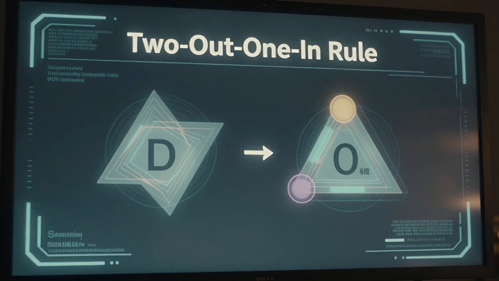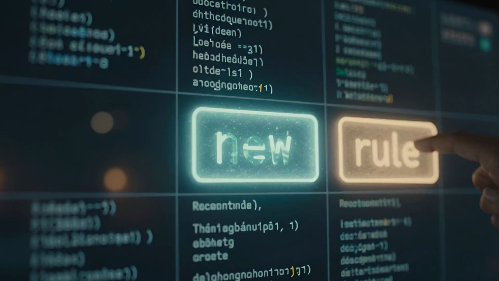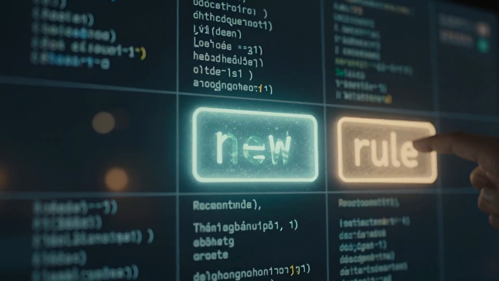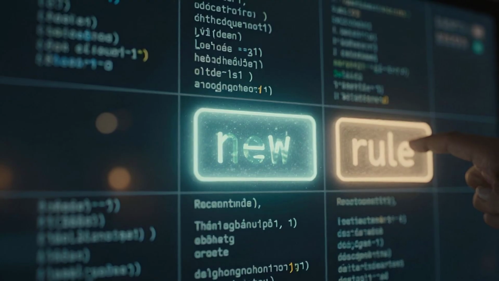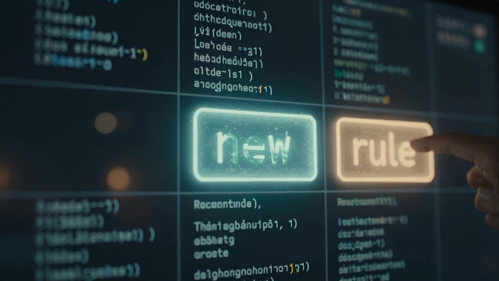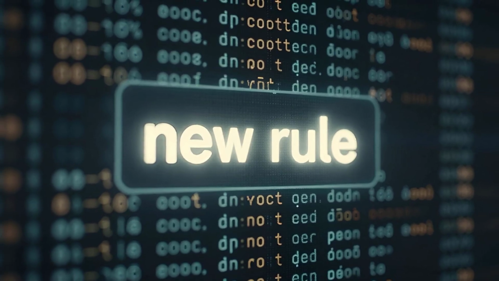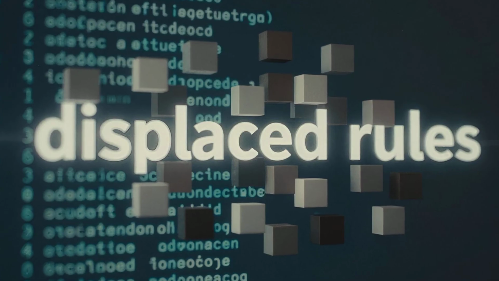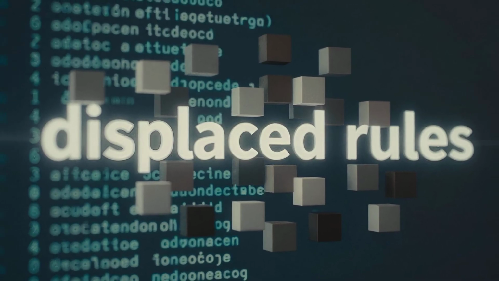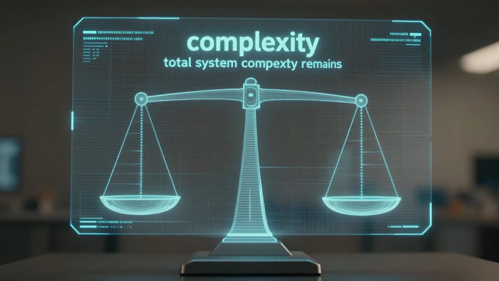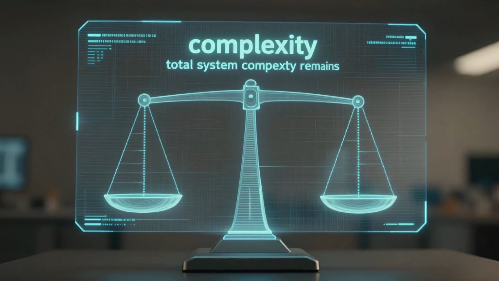The mechanism is the 2 out 1 in rule. Before a new rule of measurable complexity enters the regulatory code, 2 rules of equivalent or greater complexity must be removed. The new rule must earn its place. The rules it displaces must be identified before it is adopted. The net complexity of the system does not increase.